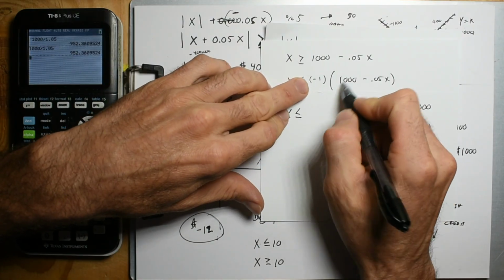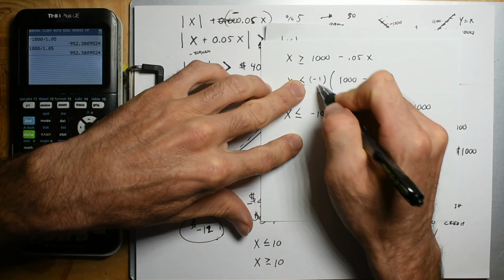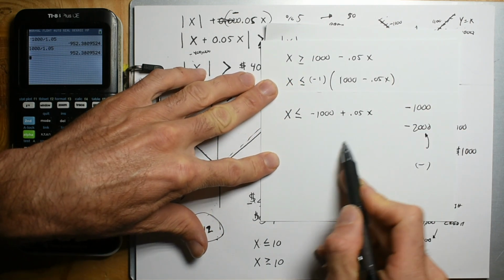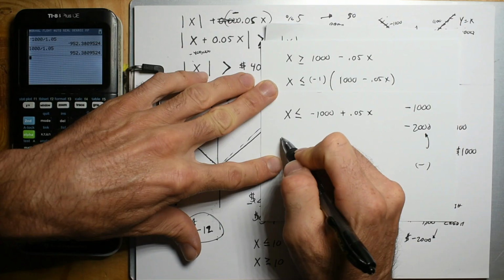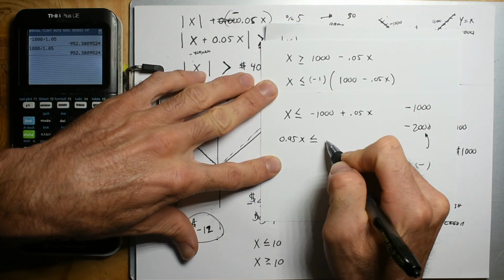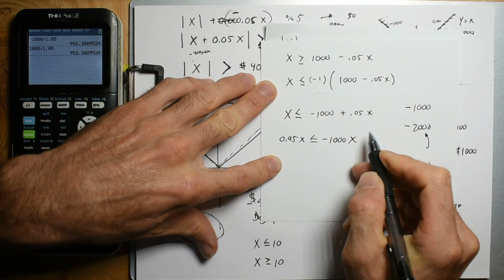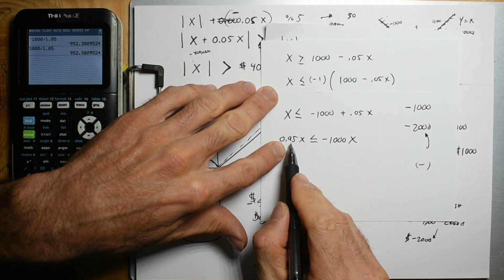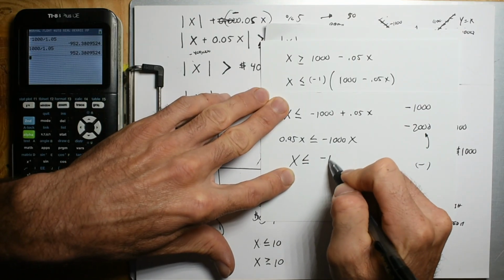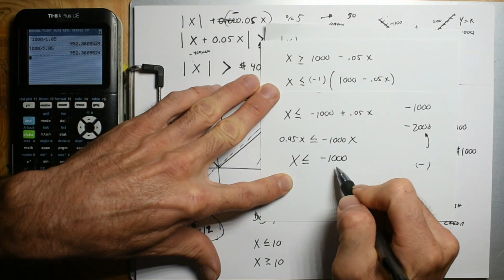All right, so this is going to factor through. We're going to have negative 1,000. This becomes positive 0.05x. When I get this to the other side, it's going to subtract. So we're going to have 0.95x is less than that negative 1,000. And then I'm going to divide by 0.95 on both sides. So we have x is less than or equal to negative 1,000 over 0.95.